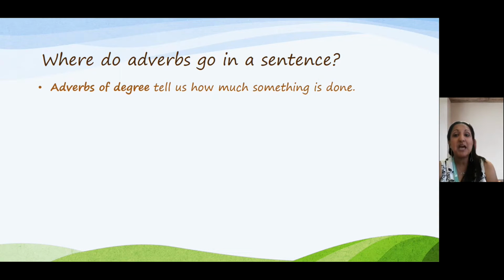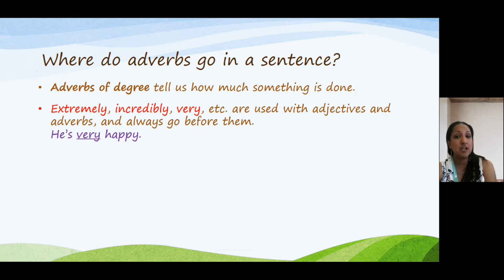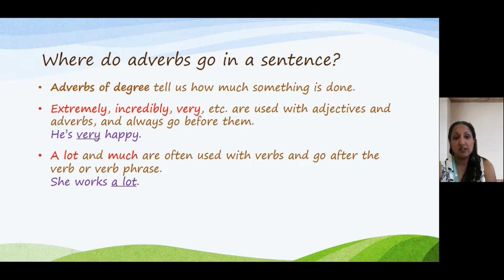Adverbs of degree tell us how much something is done. Now, there are different adverbs of degree and they go in different places. So, extremely, incredibly, very, quite, these kinds of adverbs are used with adjectives and adverbs, and they always go before them. For example, he is very happy. A lot and much are often used with verbs, and they go after the verb or the verb phrase. For example, she works a lot.